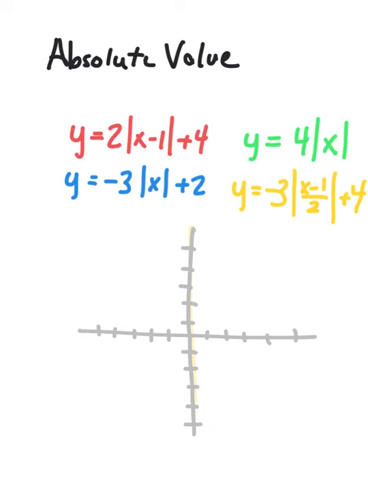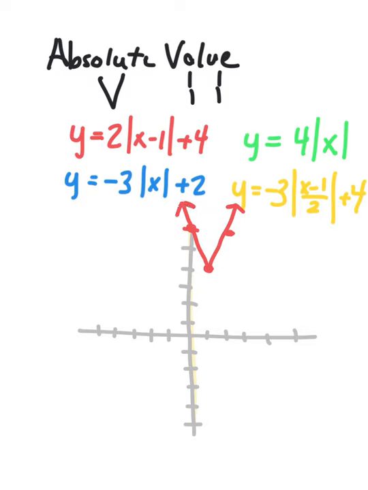Absolute value graphs, remember these are v's. And our movement in an absolute value is over 1 up 1, over 1 up 1, over 1 up 1. So this one in red, you can see we'll move 1 to the right and up 4. And then we'll go over 1 up 2. And then over 1 up 2 again. So these are straight lines. It's not curved. It is a straight V.